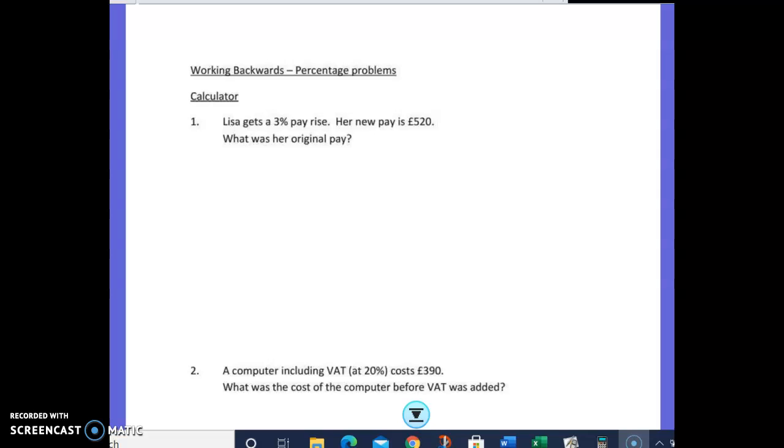Okay, so the first one. Lisa gets a 3% pay rise. Her new pay is £520. What was her original pay? Now, you cannot do 3% of 520 and take it away. You can't do that because you're finding a percentage of the wrong amount.